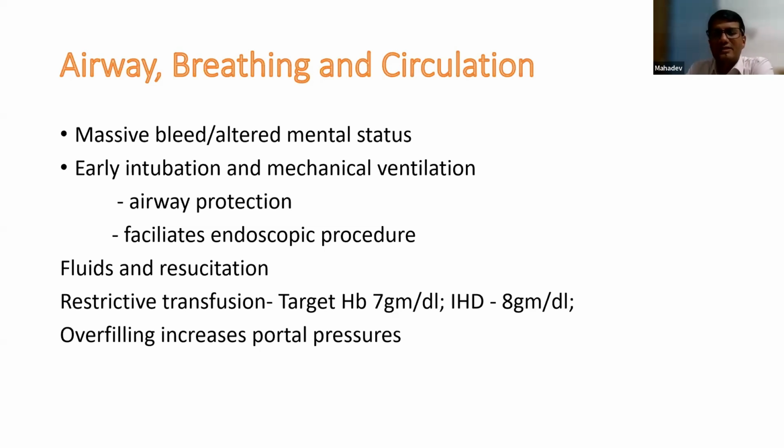We need to assess the circulation, give fluids and resuscitate them. We need to follow restrictive transfusions. We don't have to give too much blood. The target hemoglobin is 7 grams. In an IHD patient, if you keep it more than 8, that should be sufficient. Overfilling increases the portal pressures, and that tends to make the patient bleed until hemostasis is achieved. We don't have to overfill the patients, so we have to do controlled resuscitation and employ restrictive transfusions.